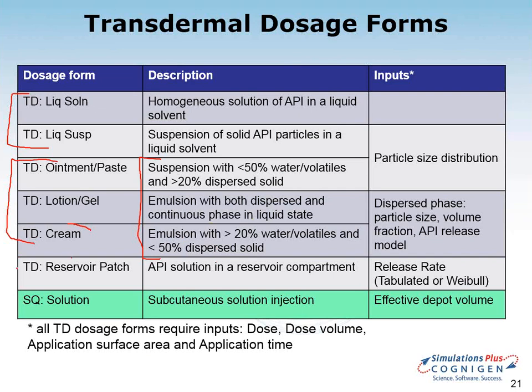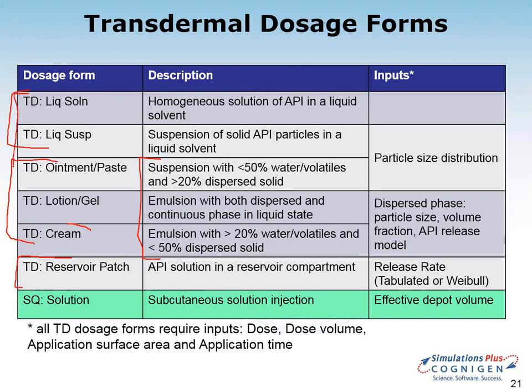We include a reservoir patch, which assumes an API solution in a reservoir compartment on the top of the skin, where the rate limiting step is assumed to be the release of the drug from the reservoir in the patch, and the drug that gets released is quickly absorbed into stratum corneum, and then the model takes over in terms of diffusion through individual skin layers and possibly getting into systemic circulation.